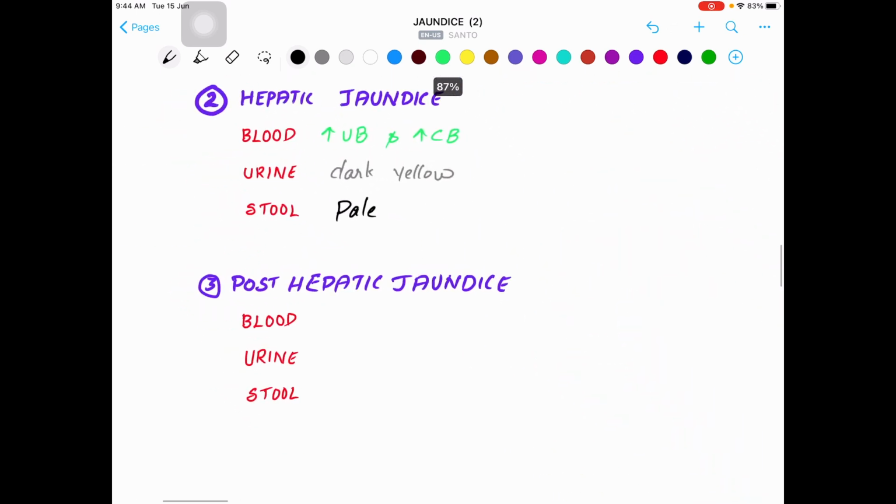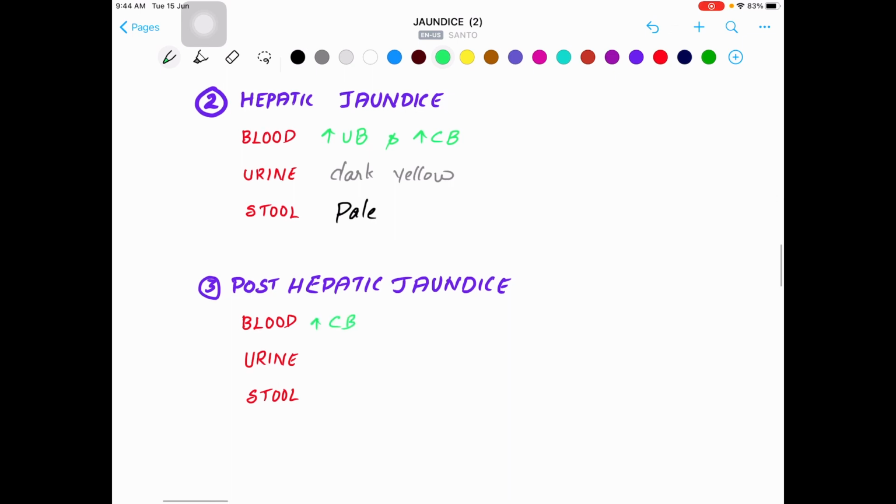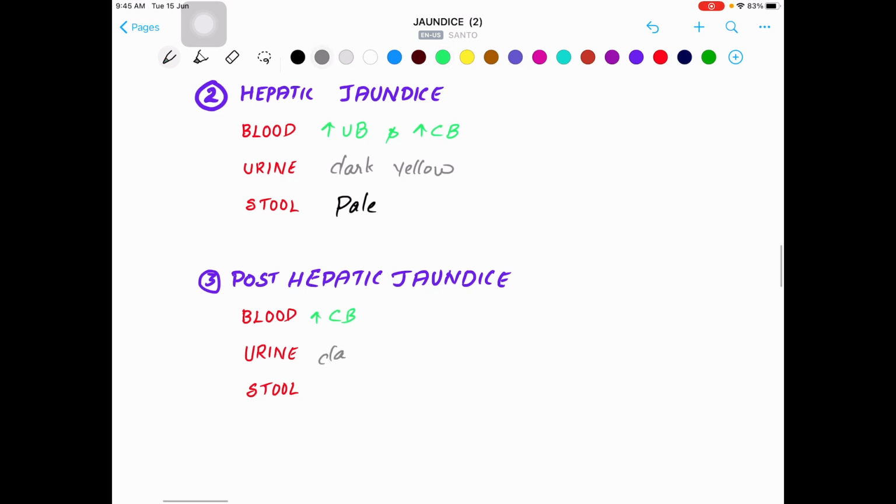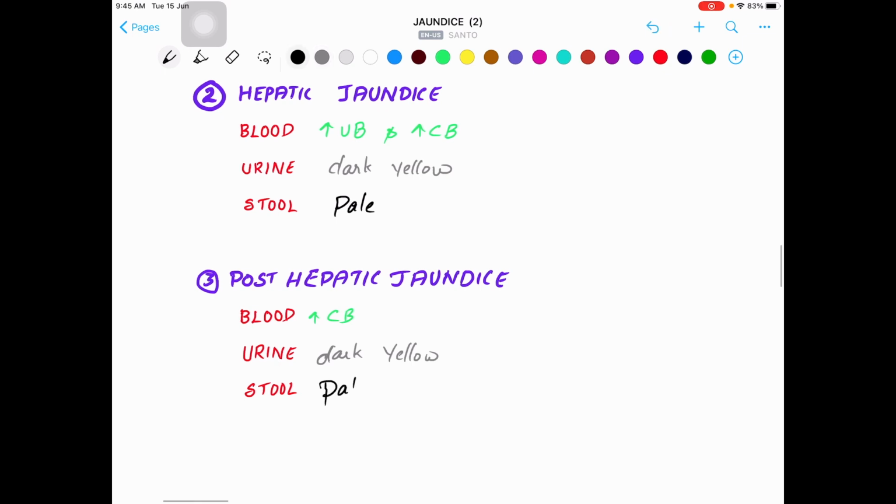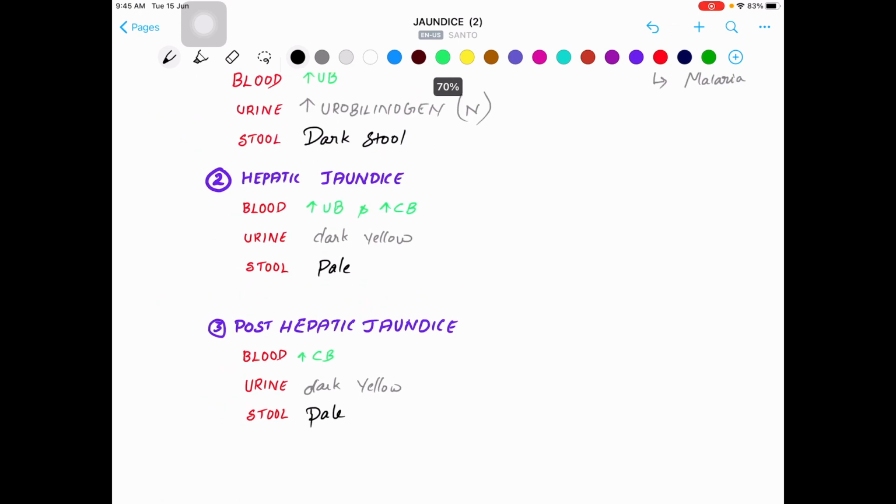So here also the conjugated bilirubin will be overloaded in the liver, and can be spilled back into the blood. Okay, so in blood, conjugated bilirubin will be increased, and what happens in the urine? Urine color will be again dark yellow. What happens to stool? No stercobilinogen, so pale in color. Post-hepatic jaundice mainly occurs due to the obstruction in the biliary tract, so it can also be called obstructive jaundice.